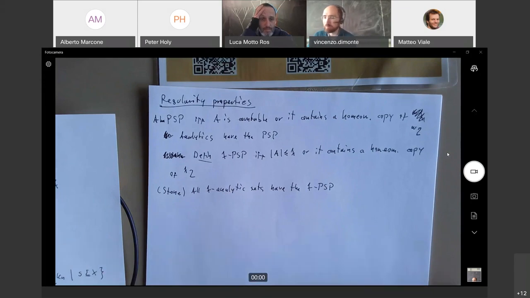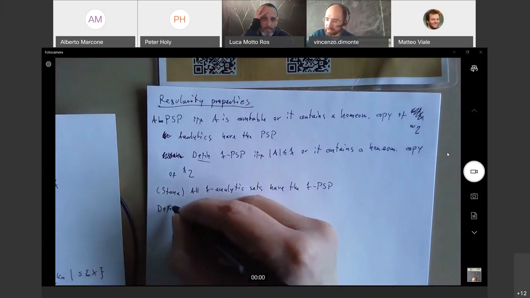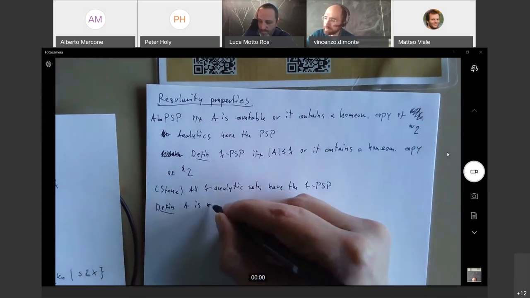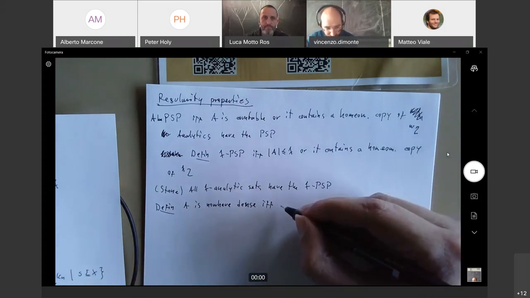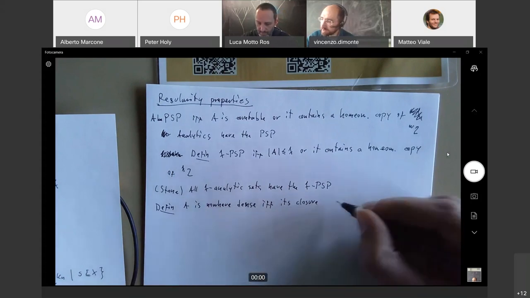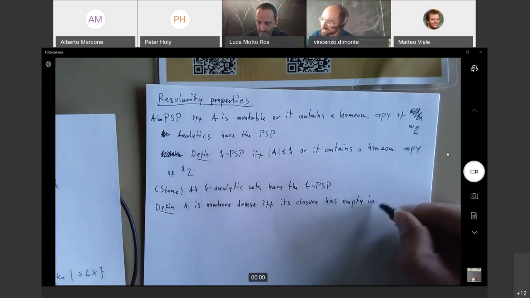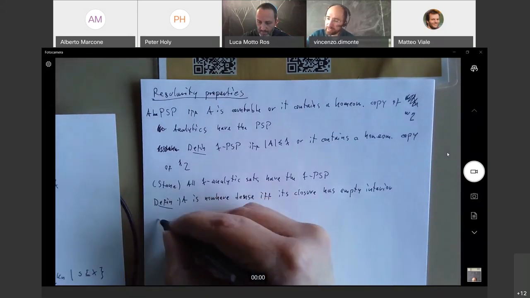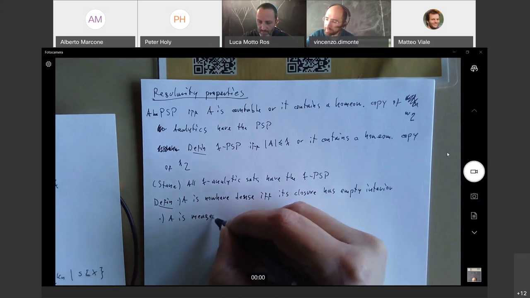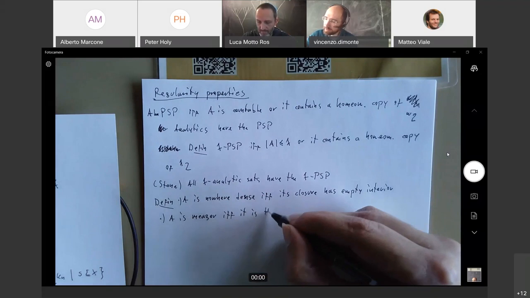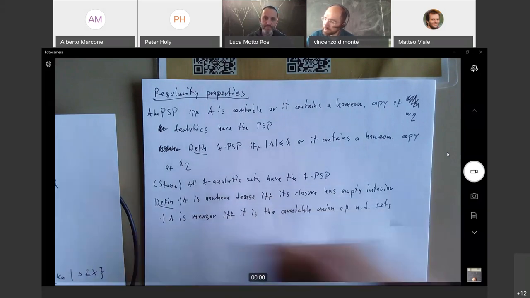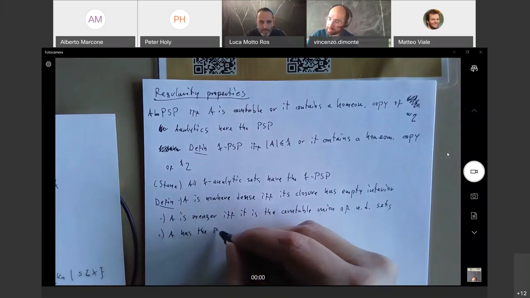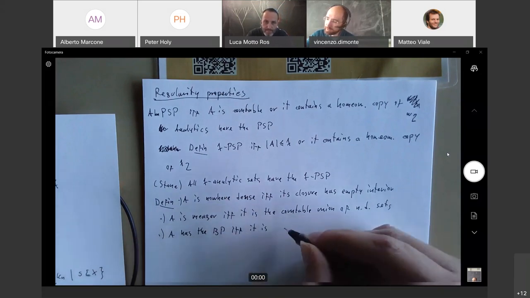Now, I'm not going to talk about Lebesgue measurability. The Baire property. So classically, let's see what it is. Classically, we say that A is nowhere dense if and only if its closure has empty interior. Then A is meager if and only if it is the countable union of nowhere dense sets. And finally, A has the Baire property if and only if it is open modulo meager.